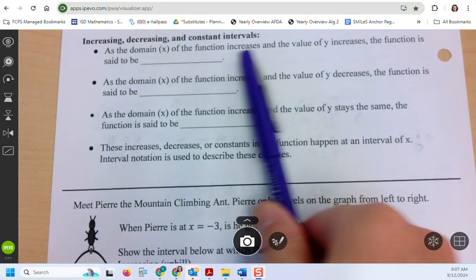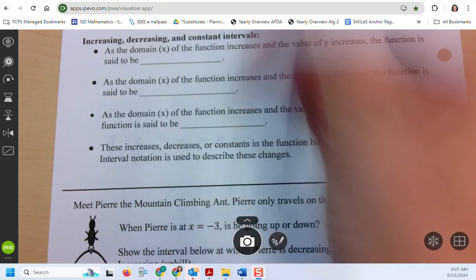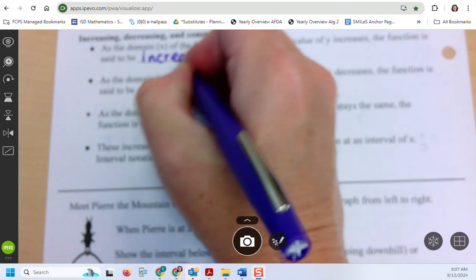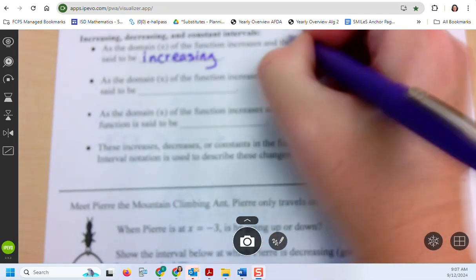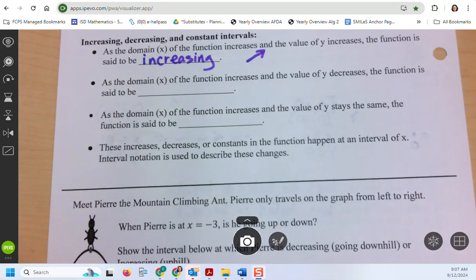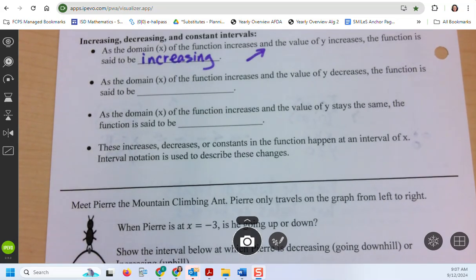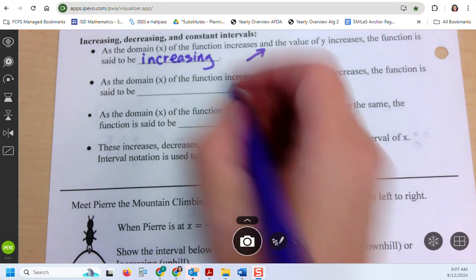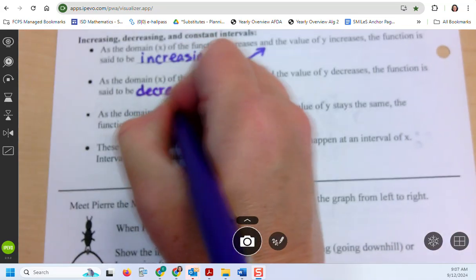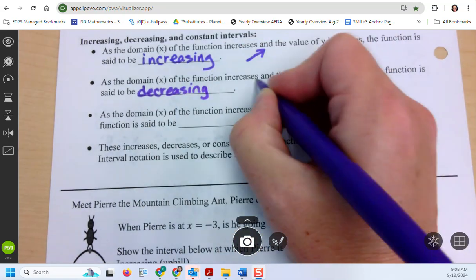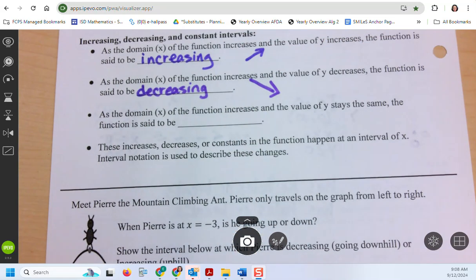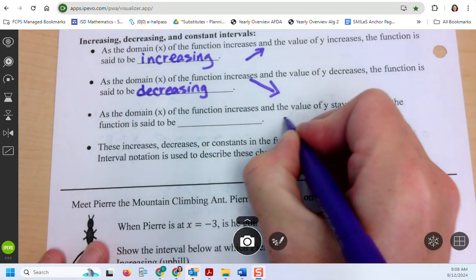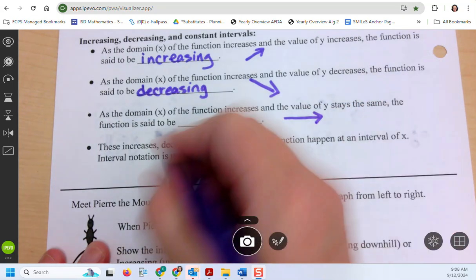As the domain of the function increases and the y value increases, the function is said to be increasing. Okay, so increasing is going up. As the domain of the function increases but the y value decreases, the function is said to be decreasing. All right, so we're still going to the right, but now we're going down. That is decreasing. If the domain of the function increases and the y value stays exactly the same, so that would be like going straight across, the function is said to be constant.